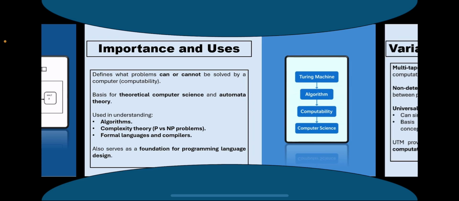Its importance and uses. The Turing machine's significance goes beyond history. Number one, defining computability. It provides a rigorous framework for what problems computers can and cannot solve. Number two, theoretical foundation. It underpins automata theory, formal languages, and algorithms. Number three, programming language design. It proves that a universal computing device is possible. Understanding Turing machines helps computer scientists reason about the capabilities and limits of all computers, not just the ones we have today.